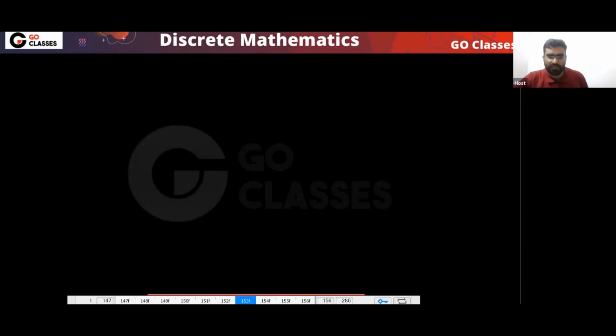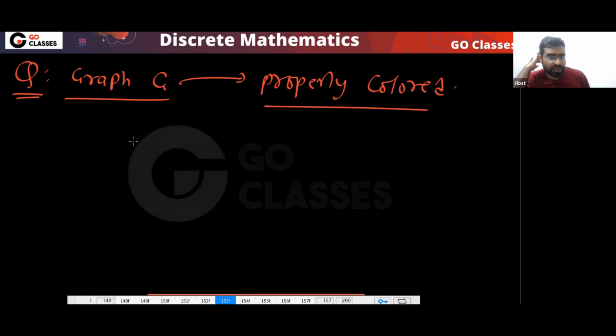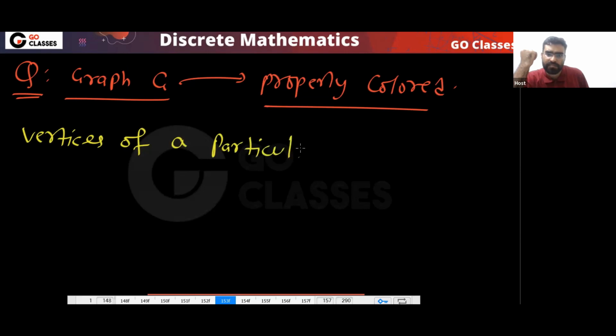One last thing, one very interesting thing we need to see. What can you say about, okay, this is my question. Let's assume you have a graph G and this is properly colored. Then vertices of a particular color, what will they create?